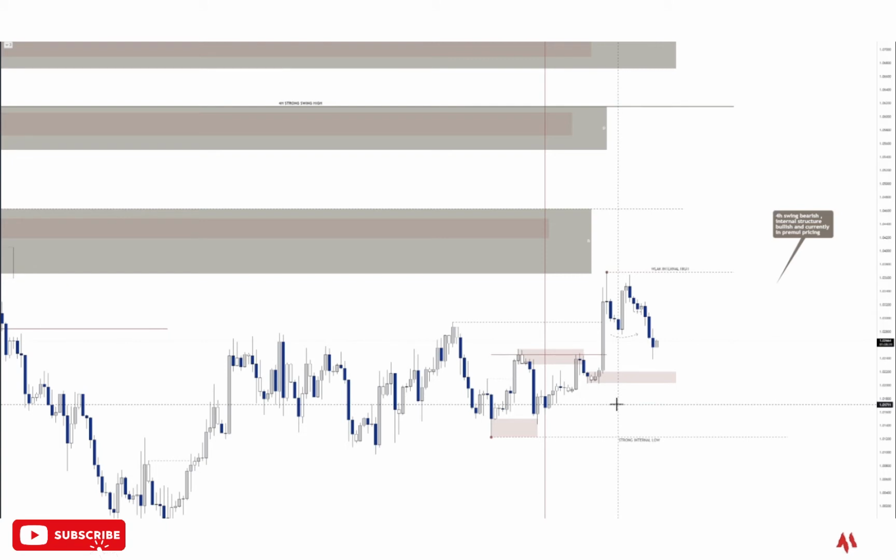How do we know that the pullback is kicking in? We wait for the first sign of weakness, which is this low over here. As you can see, we haven't gotten a bearish change of character on the 4 hour internal structure, which makes this our sub break of structure. So we get this wicked.